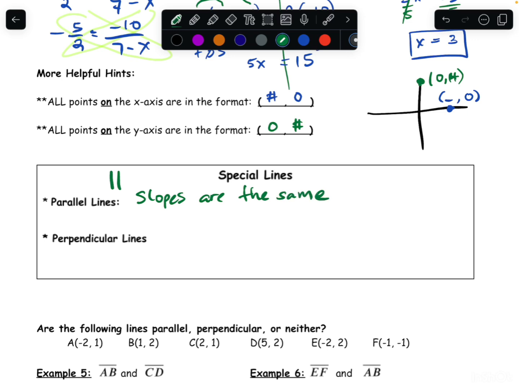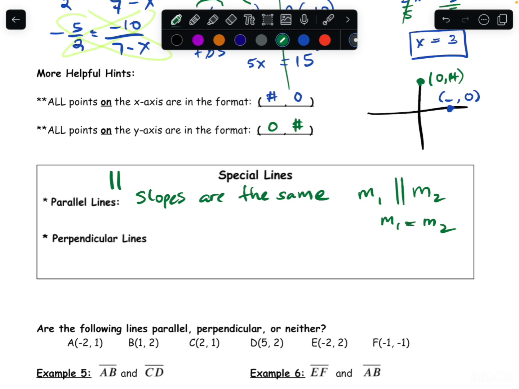So that would mean that some slope, let's say m1, is going to be parallel to slope m2 if m1 is equal to m2, right? That means they are the same.